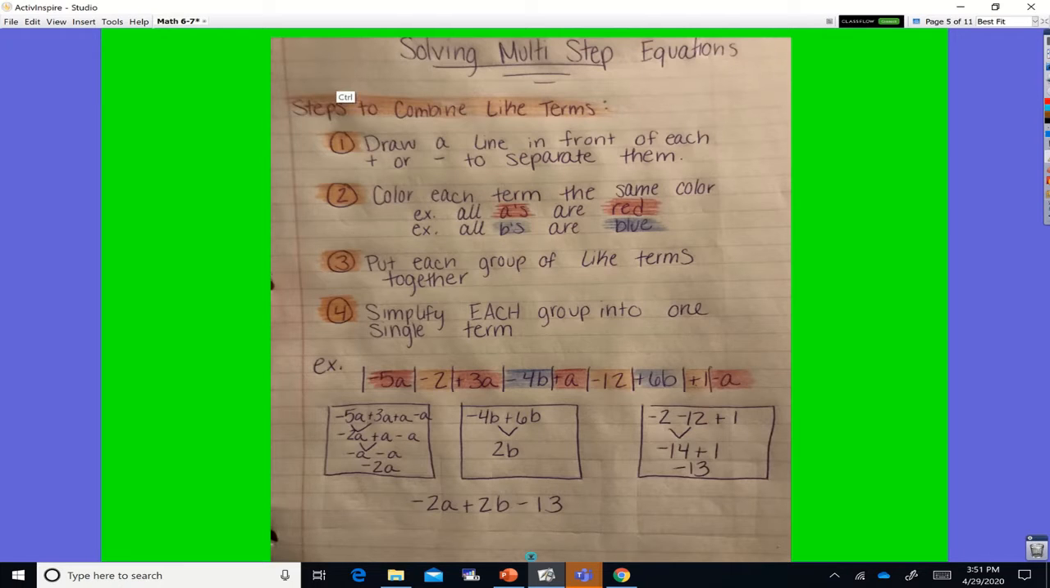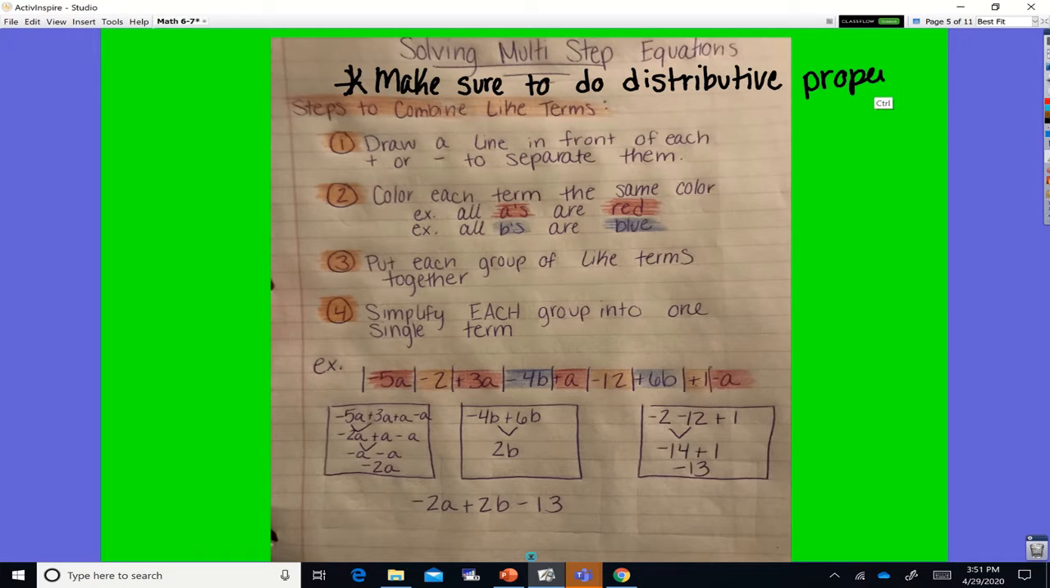Now, even if you want to, maybe up here put: make sure to do distributive property first, before you start combining your like terms. Okay, so with that being said, we are going to get started here.